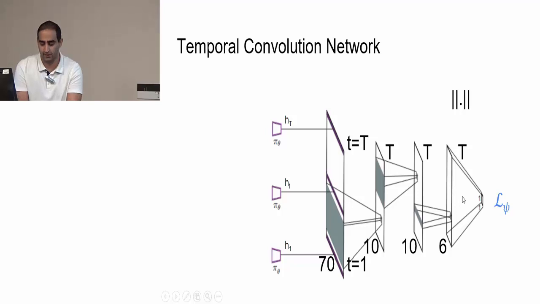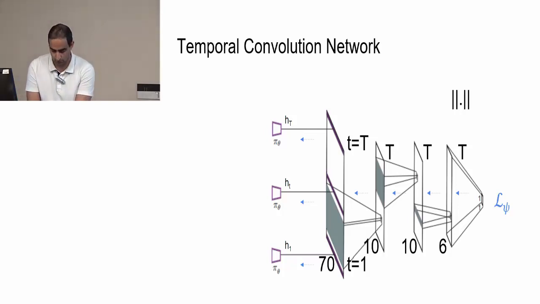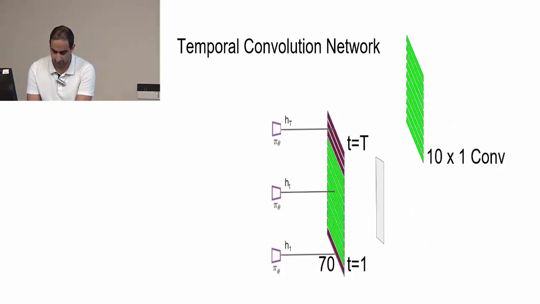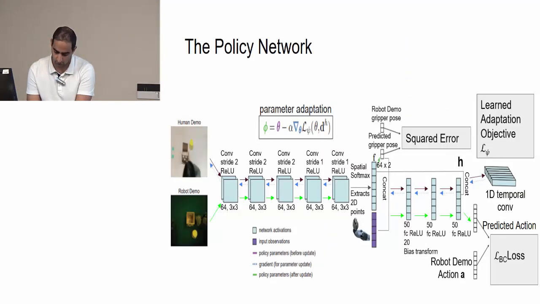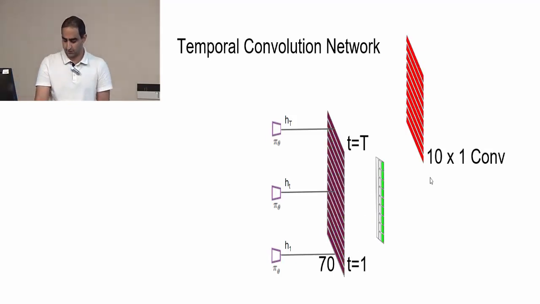Then we backpropagate this L psi through all these layers, and we backpropagate through the previous network that I showed. Maybe you can go back to that and show them. Yeah, here this backpropagated loss is the inner objective or inner gradient for this network. And we just discussed this.